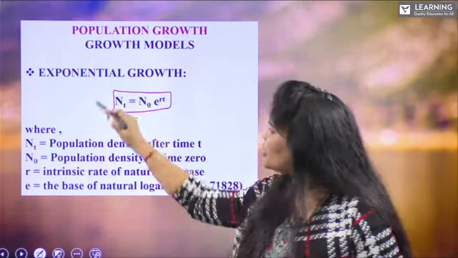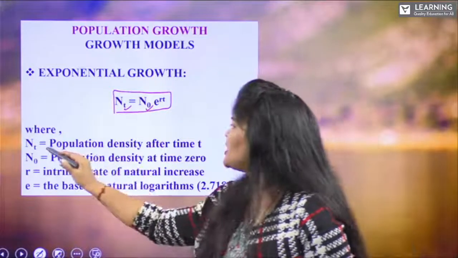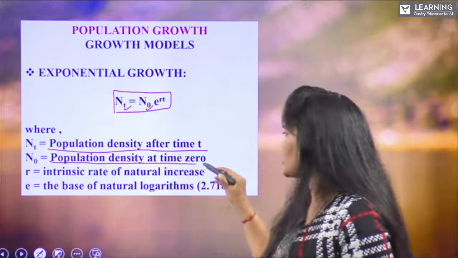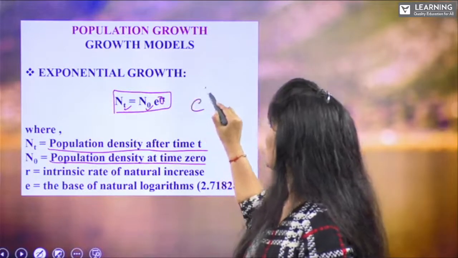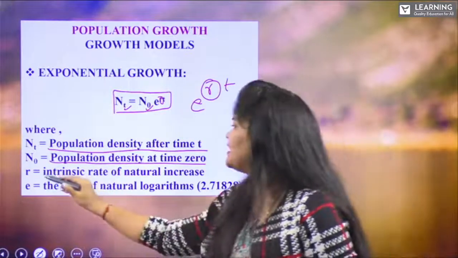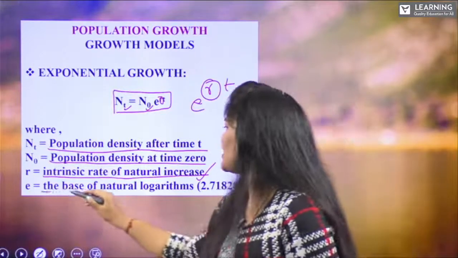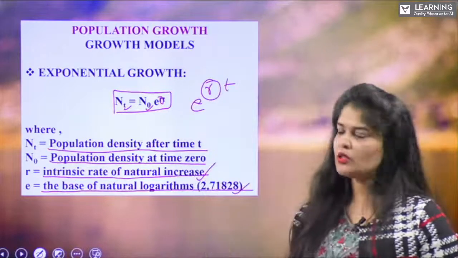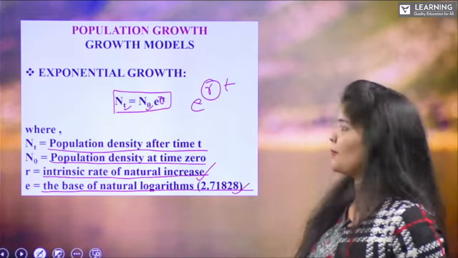And here we already know this is at time t, this is at the initial time. So population density after time t, population density at time 0, that means initial population density, and r we already know, it's the intrinsic rate of natural increase. And now e is the base of the natural logarithm. No need to remember this numerical also. Important are the equations we discussed in the beginning.